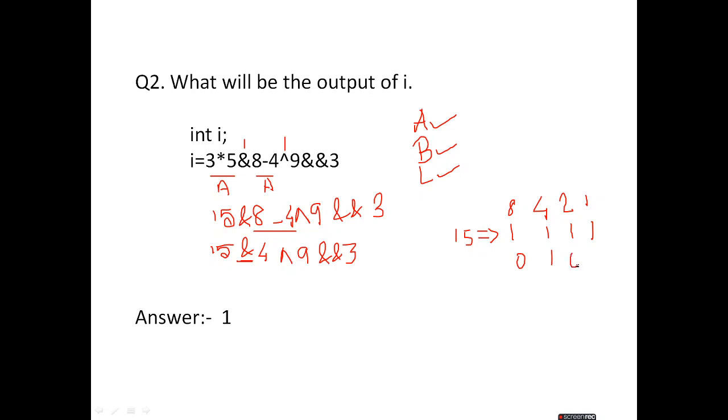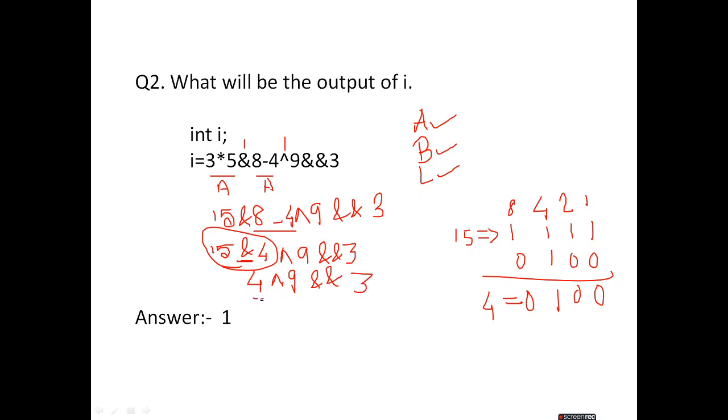So bitwise and is performed. If both are 1 then it will be 1. If any one is 0 then it will give 0. Like 1 and 0 gives 0, 1 and 0 gives 0, 1 and 1 gives 1 because both are 1, 1 and 0 gives 0. So it gives 4, which is equal to 4. So this operation gives the answer 4. Now 4 XOR 9, then the logical AND operator, and then 3.